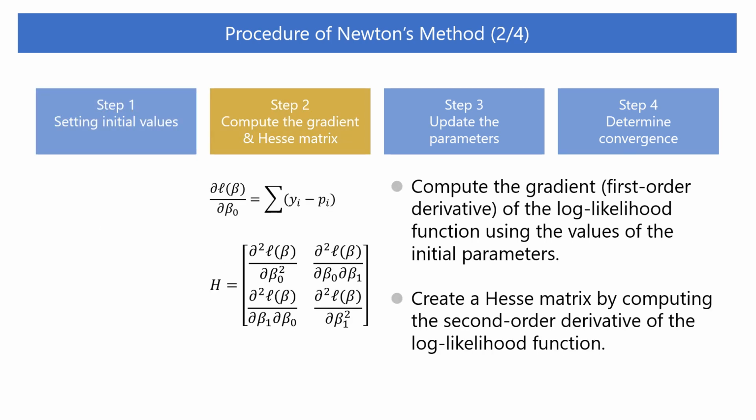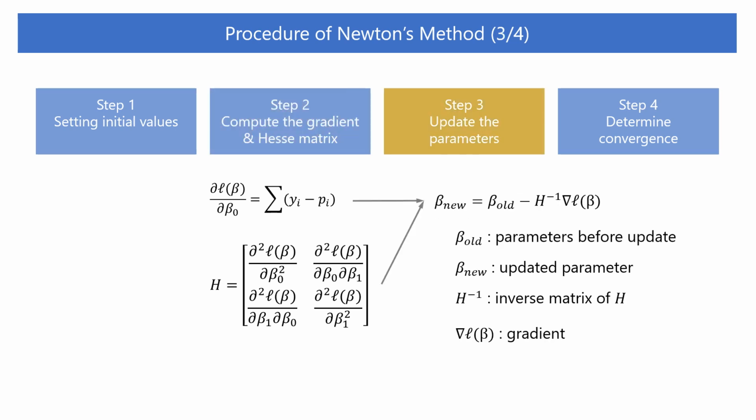The next step is to compute the gradient and Hessian matrix. We compute the gradient of the log likelihood function using the values of the initial parameters. That is, we calculate the value of the first-order derivative of the log likelihood function. This gradient indicates how changing the parameters will increase the log likelihood. Besides, we create a Hessian matrix by computing second-order derivatives of the log likelihood function. The Hessian matrix represents the curvature between parameters and helps to adjust parameter updates.